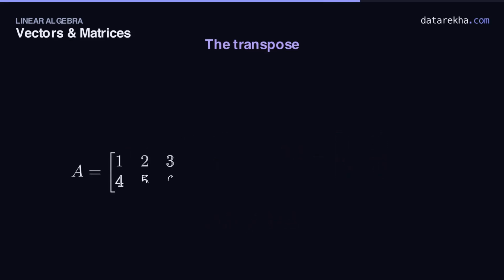One more essential move. The transpose. You flip the matrix across its main diagonal. So rows become columns and columns become rows. Take this 2 by 3 matrix. Its first row, 1, 2, 3, stands up to become the first column. The second row, 4, 5, 6, becomes the second column. A 2 by 3 turns into a 3 by 2.